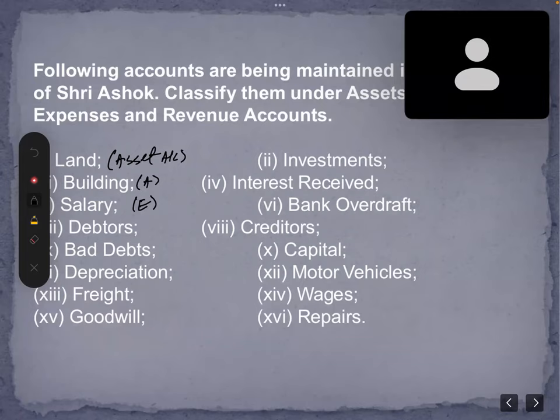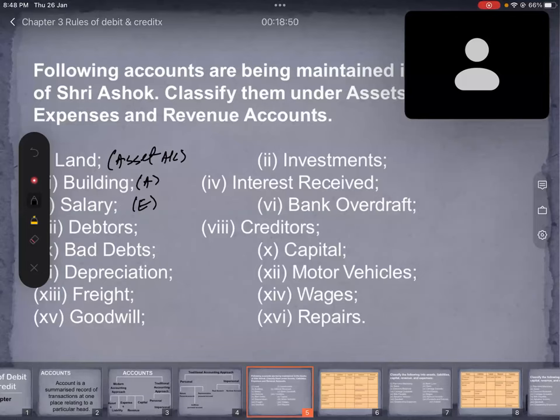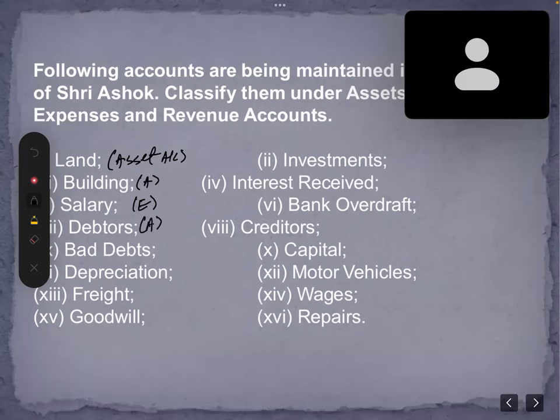Expense. Debtors are also expense. Sorry, sir. Asset. Yes, correct. That is an asset. Bad debt.